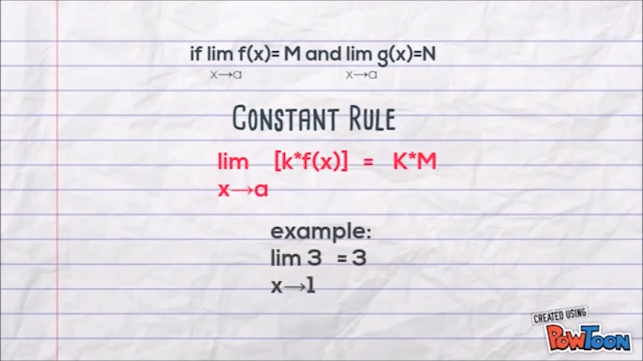Let's say that if the limit of f of x as x approaches a is equal to m, and the limit of g of x as x approaches a is equal to n, then we have this constant rule. It's the limit of k multiplied by f of x as x approaches a equal to k multiplied by m. For example, we have the limit of 3 as x approaches 1 equal to 3. Basically, what it means is that the limit of a constant is the constant itself.